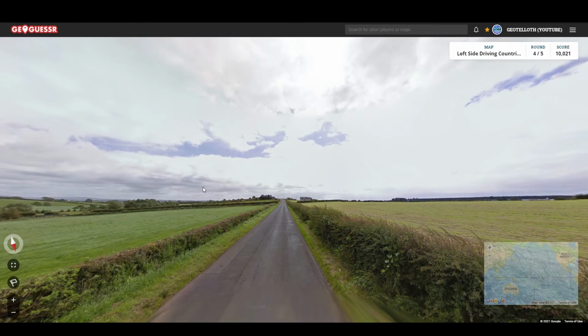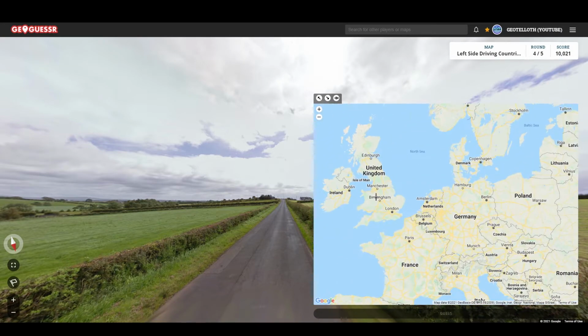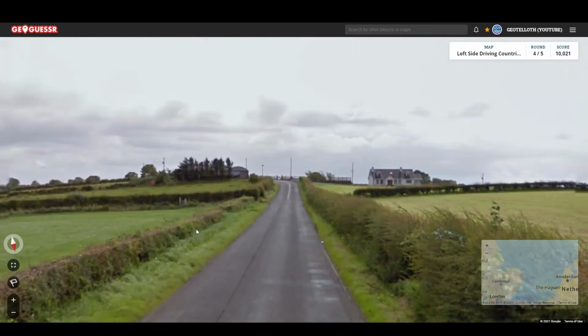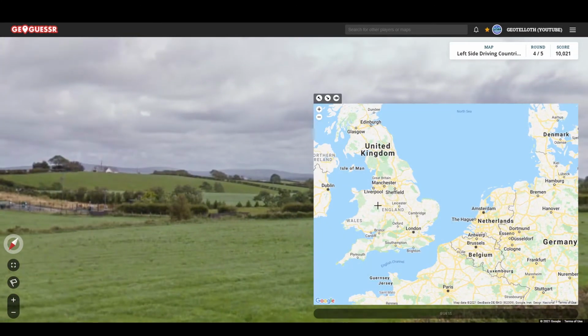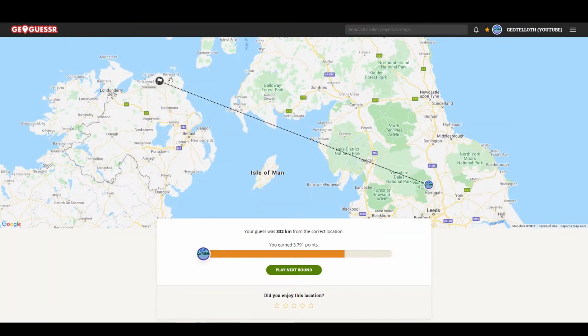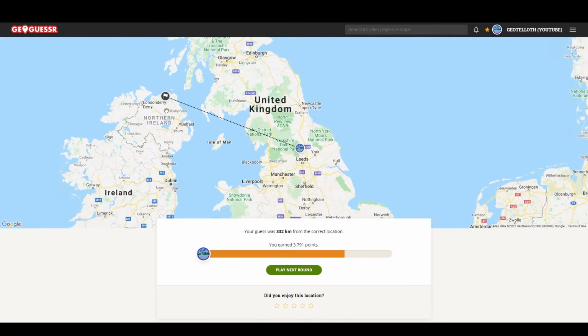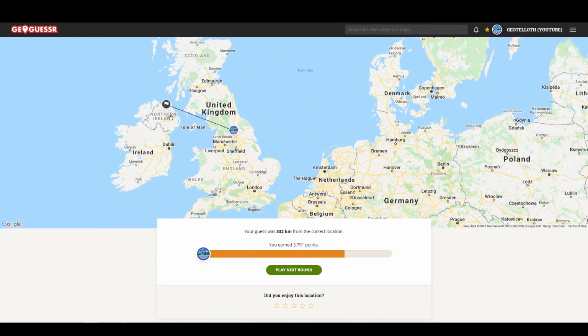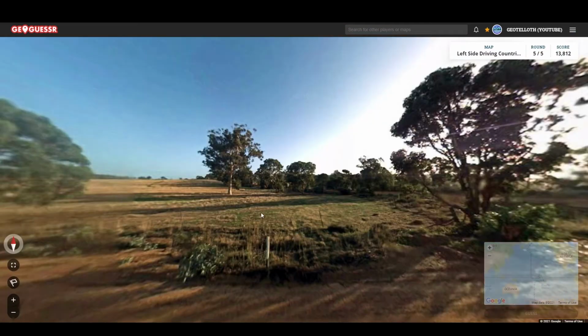And obviously the most important thing for distinguishing between New Zealand and the UK or Ireland, that I should say, is sun is in the south here. So that means we're in the northern hemisphere. So that puts us in the UK or Ireland. I'm going to go northern UK. And we were in Northern Ireland, but we were still in the UK. So yeah, Northern Ireland, part of the UK. So that's good. We got that correct.